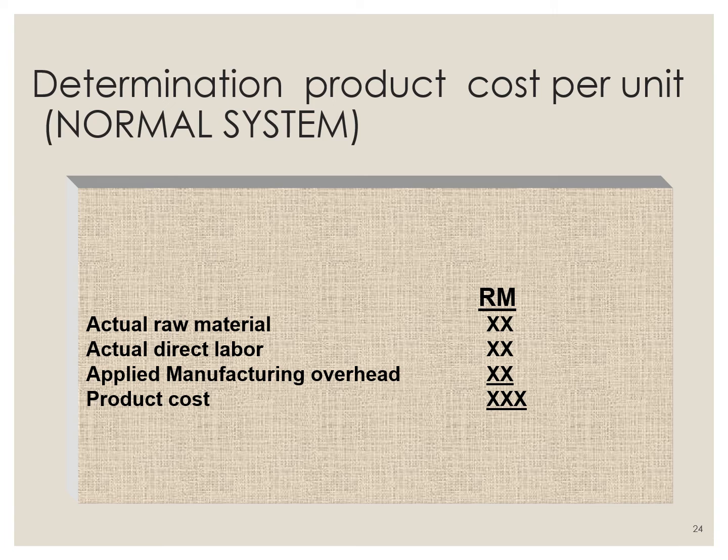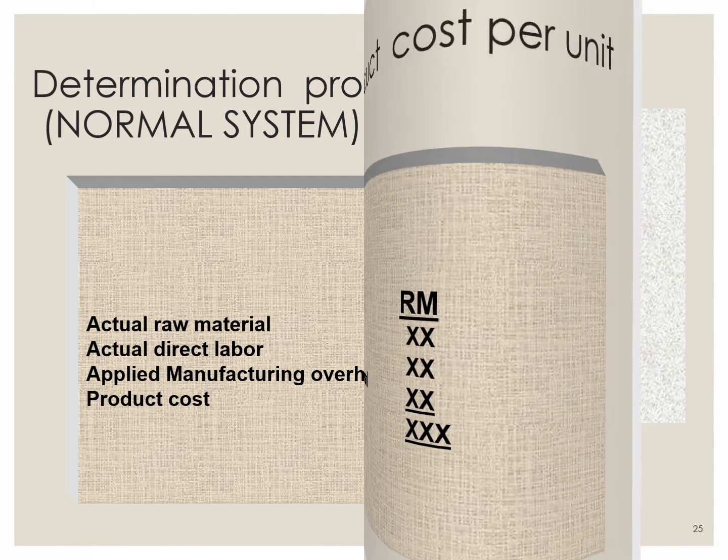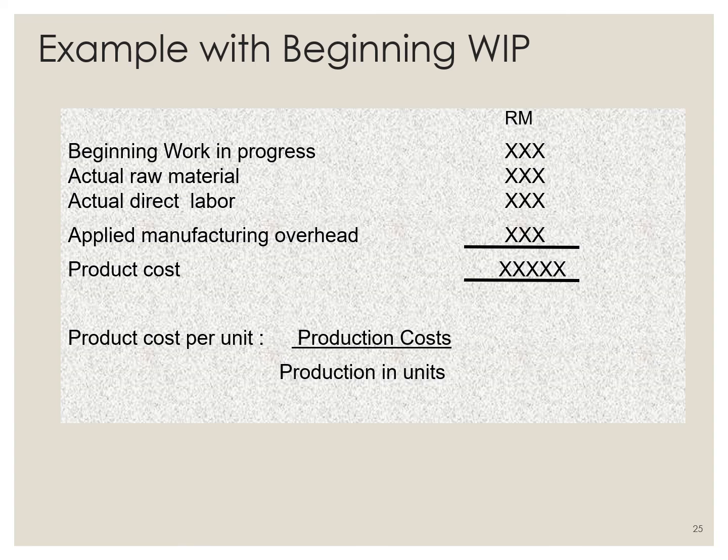Determination of product cost per unit for a normal system. Actual raw material plus actual direct labor plus applied manufacturing overhead equals product cost. Example with beginning WIP. Beginning work in progress plus actual raw material plus actual direct labor plus applied manufacturing overhead equals product cost. Product cost per unit equals production cost divided by production in units.